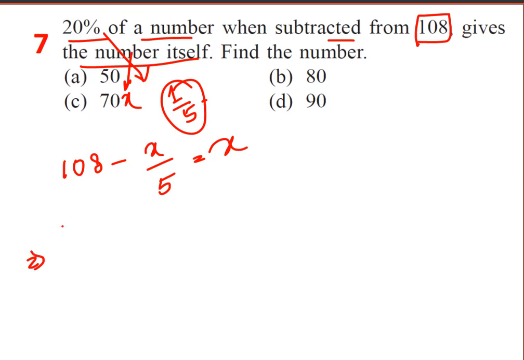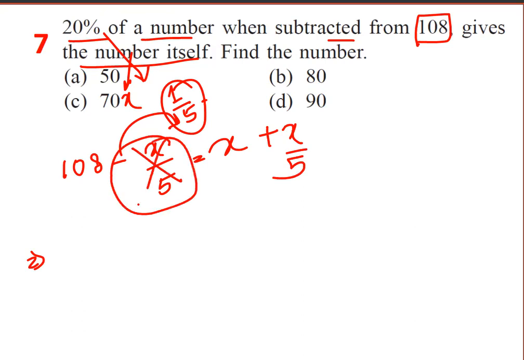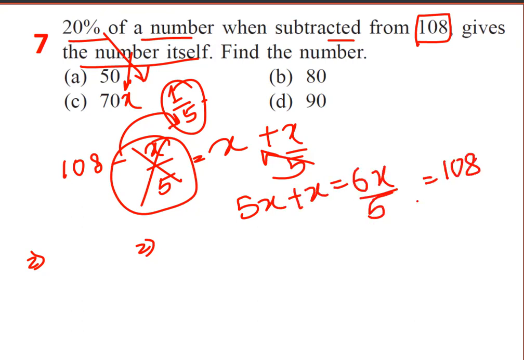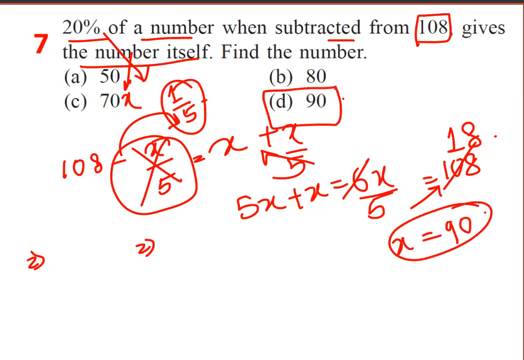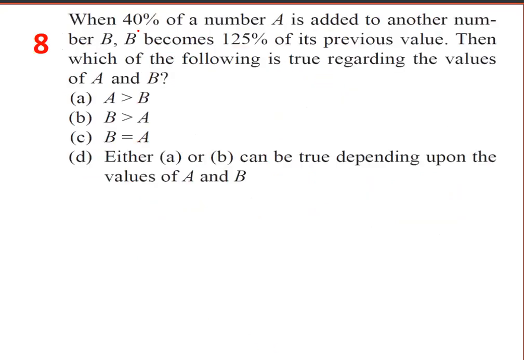So how can you find out? You take this minus x by 5 on the right hand side, so it will be this, right? You cut it over here, so it will become 5 into x is 5x, 5x plus x is 6x. So 6x by 5 is equal to 108, right? So you multiply this and you cut this, right? 6 ones are 6, 6 8s are 48, and 18 5s are 90. So x will be equal to 90. Okay, so this is your option D. Okay, moving on to the next question.